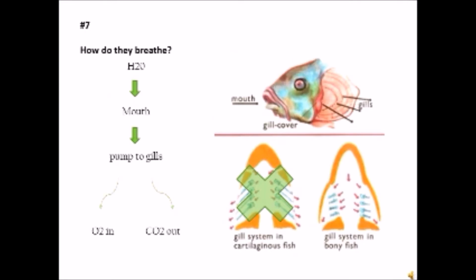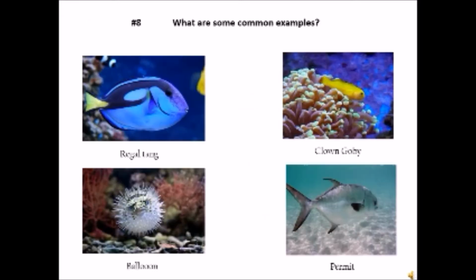How do they breathe? The water enters the mouth, then gets pumped to the gills, where the gills separate oxygen that is present in water, and CO2 goes out through the gills. What are some common examples? The regal tang, permit, clown goby, and the balloon fish.